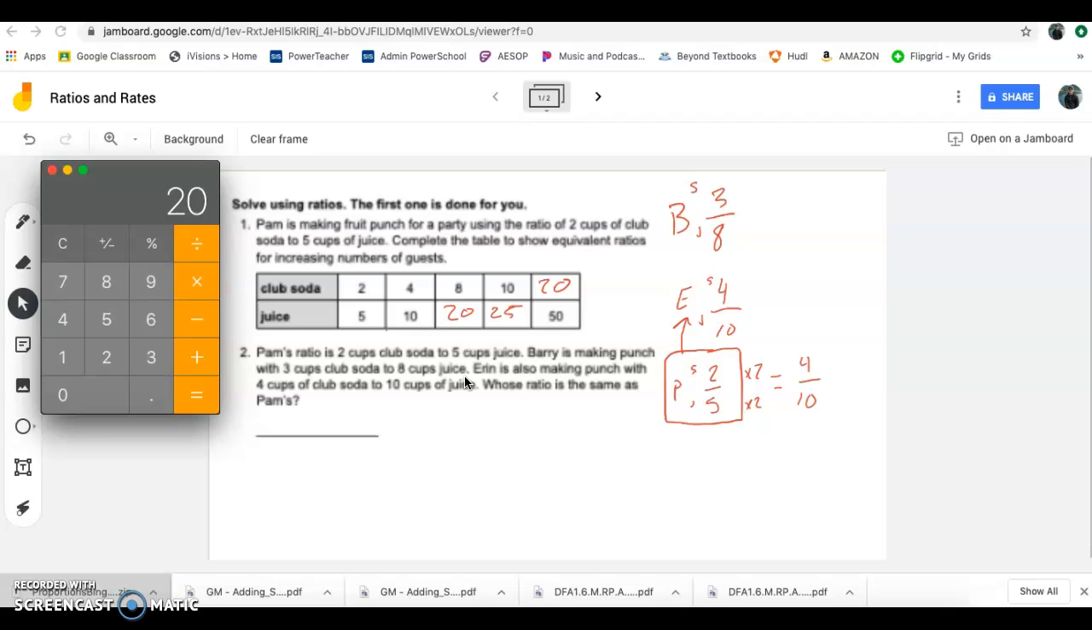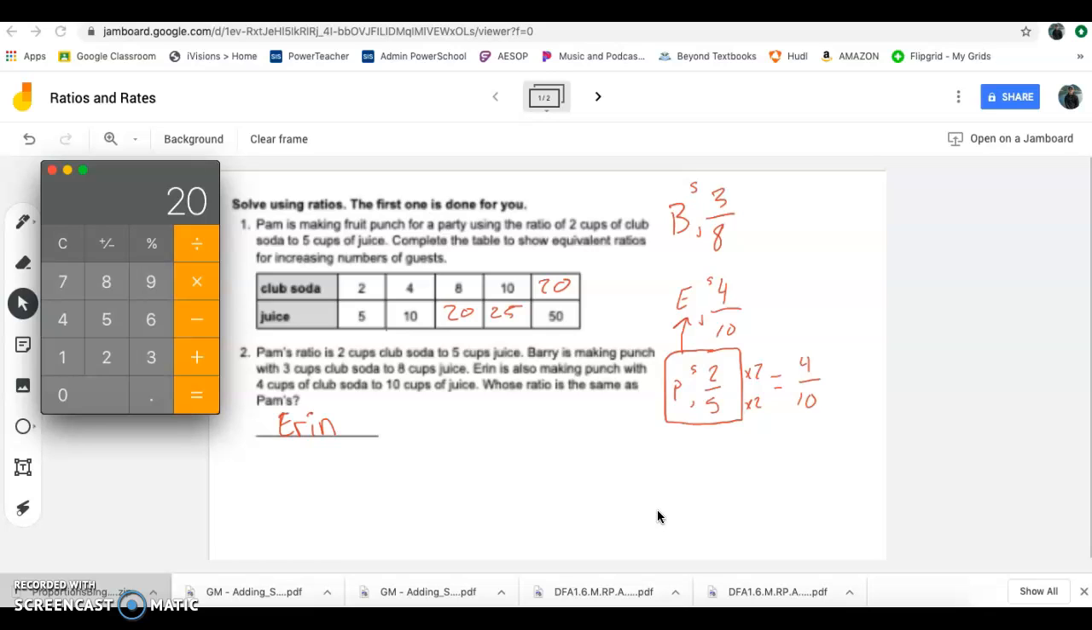Right? That's right here. 2 times 5 right here times 2 is 4. 5 times 2 is 10. So an equivalent ratio of soda to juice would also be Erin. Okay? All right. So you'll have the rest of that page to work on.